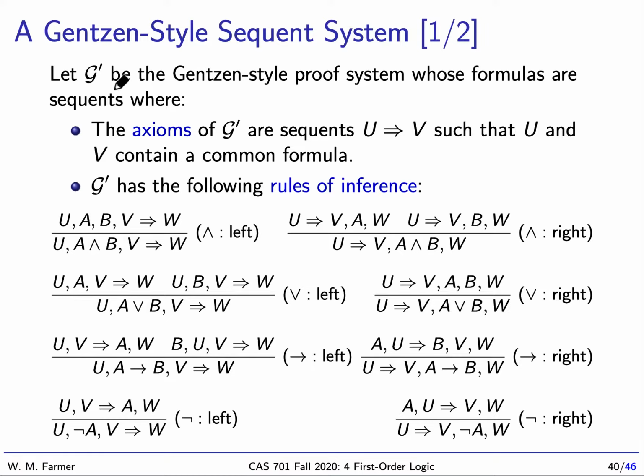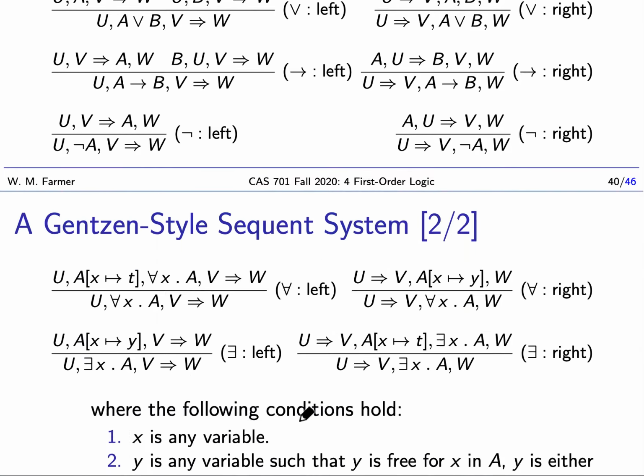Okay, so here is a Gentzen-style sequent system, which I'm calling script G prime. The axioms of script G prime are sequents where U and V contain a common formula, and then we have the following rules of inference. So far, this is exactly like our Gentzen-style sequent system for propositional logic. But we also have some additional rules for quantification. And these are given here.